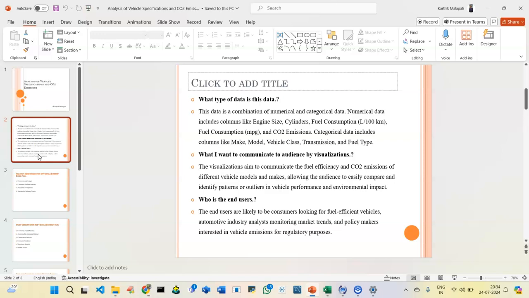Here I want to communicate with the audience through my visualizations the fuel efficiency and CO2 emission of different vehicle models and their makes, allowing the audience to easily compare and identify patterns or outliers in vehicle performance and environmental impact. My end users are likely to be customers looking for fuel efficient vehicles, analysts in the automotive industry monitoring market trends, and policymakers interested in vehicle emissions for regulatory purposes.